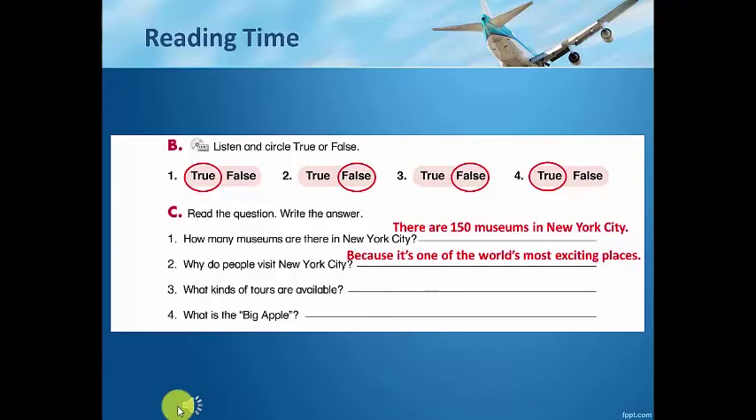Number 3, what kinds of tours are available? Okay. Walking tours, boat tours, and bus tours. Number 4, what's the Big Apple? It's New York City.